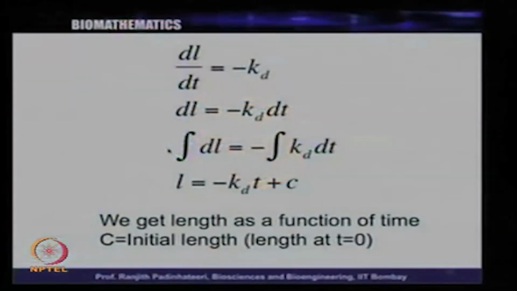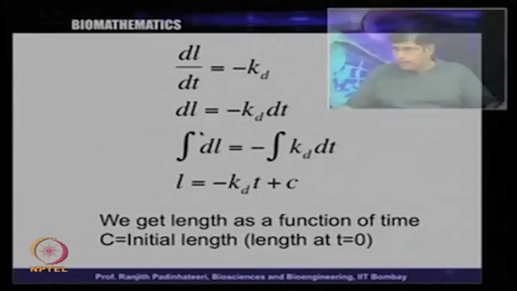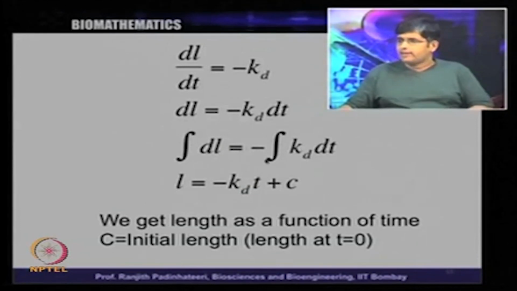So, let us look at the next slide. We have this equation, dl by dt is equal to minus Kd. Look at the solution written in the slide. dl can be written as minus Kd dt. Now, we can integrate on both sides, and you get integral dl is equal to minus integral Kd dt.